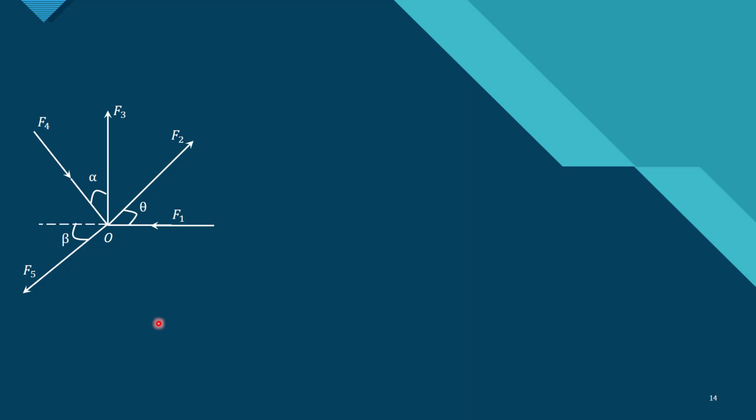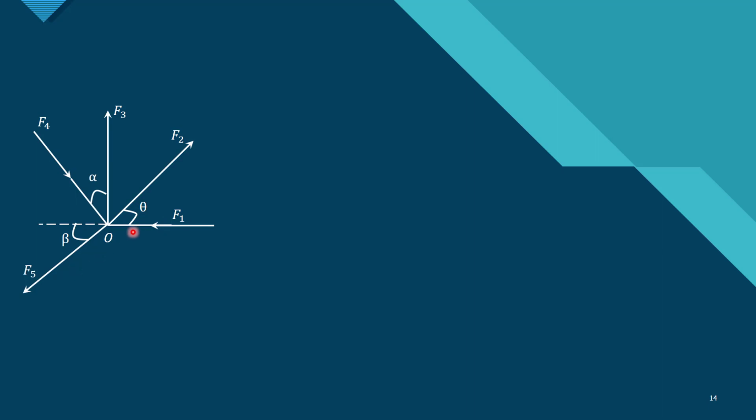Now let us take an example. Here you can see that 5 different forces are starting from point O. So this is an example of a concurrent force system. We have 5 forces: one is F1, the second force is F2, then F3, F4, and the last one is F5. Now I need to find the resultant of this force system, or I want to replace all the forces by a single force, which is known as the resultant of F1, F2, F3, F4 and F5.